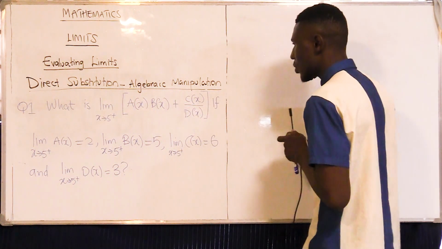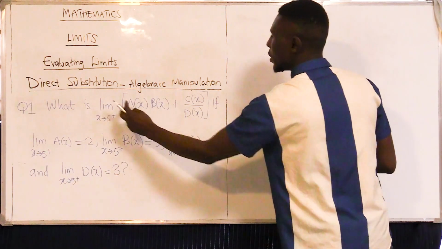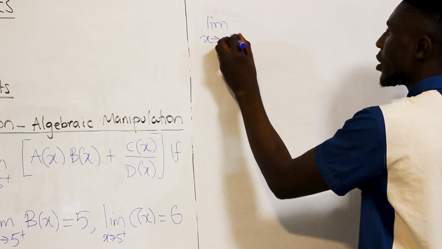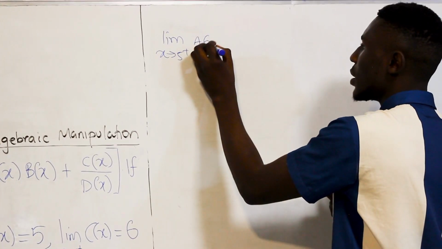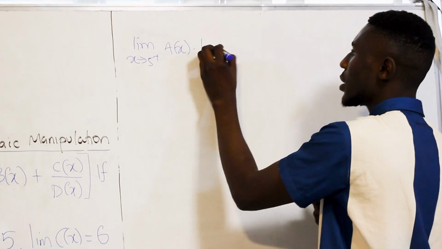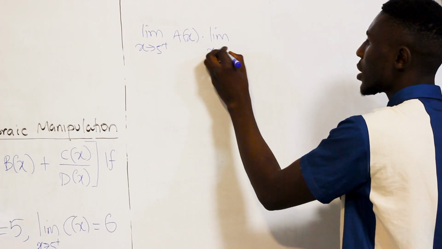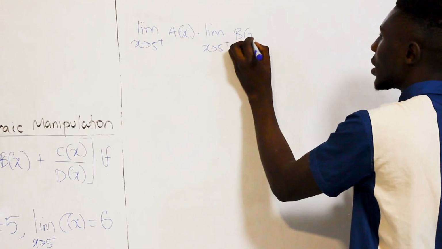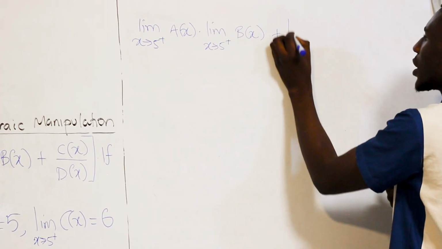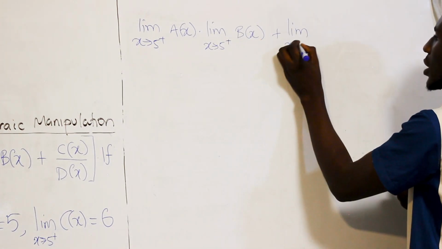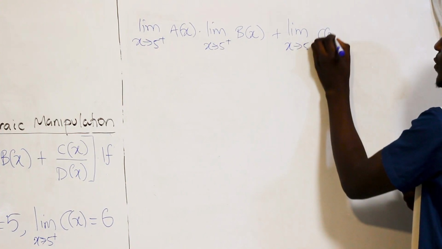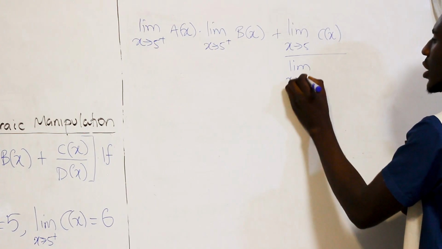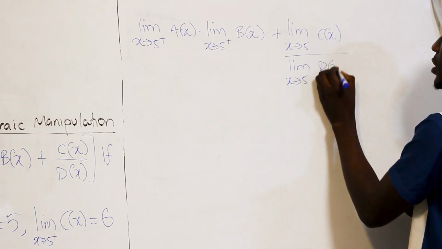So now let's get into it. So now say the limit for this one as x is approaching 5 from the right of a of x, then I multiply with the limit as x is approaching 5 from the right of b of x, then I'll add the limit as x approaches 5 of c of x, then I'll divide by the limit as x approaches 5 of d of x.